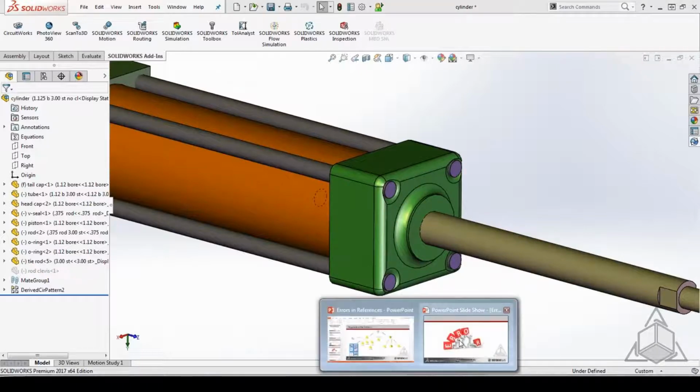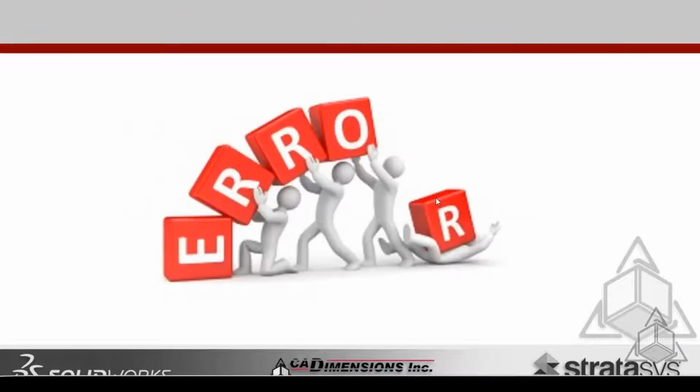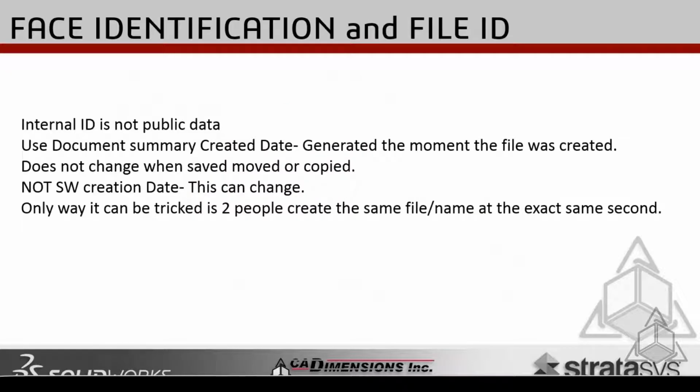Now back to my PowerPoint for a moment. I want to break these down a little further and talk about why I do see some of these errors. Okay, it really starts at the root with two things. What we call face IDs and file IDs. Okay, so I'm going to break these down.